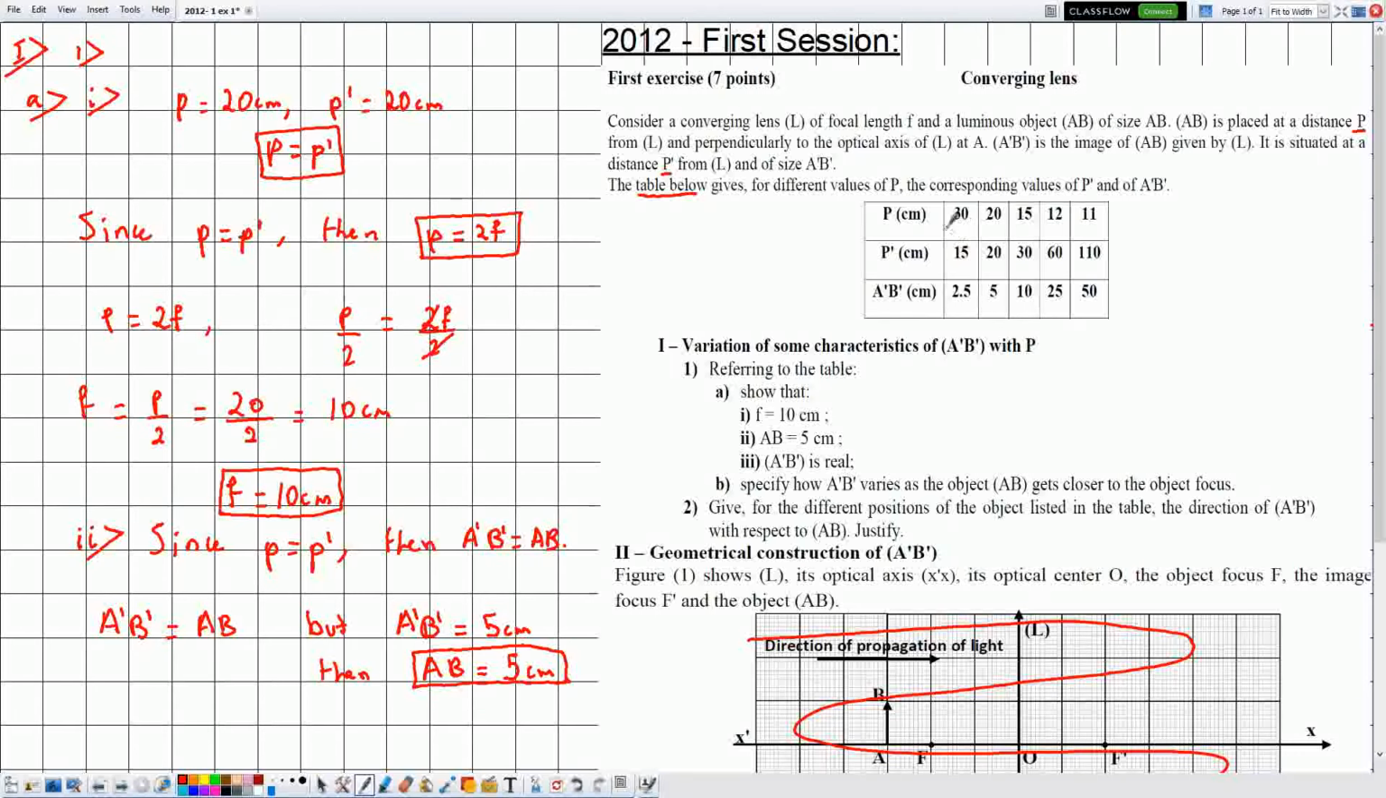So whenever the distance object lens is equal to the distance lens image, we have the following formula, that P is equal to the double of the focal length, and the size of the image is equal to the size of the object. This only holds whenever P is equal to P prime. Now they are telling me in idea number 3, A prime B prime is real.